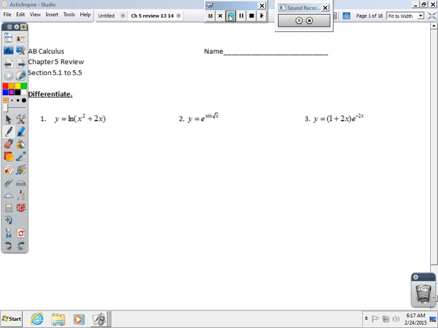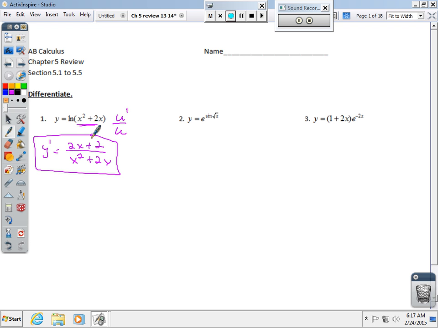Okay, first one, we're finding derivatives for these first set. So ln of u, the derivative, that's just u prime over u. So y prime is equal to the derivative of that, which is 2x plus 2 over x squared plus 2x. And you can leave it like that. You could factor out a 2 in the numerator, but there's no need to. So first one, done.